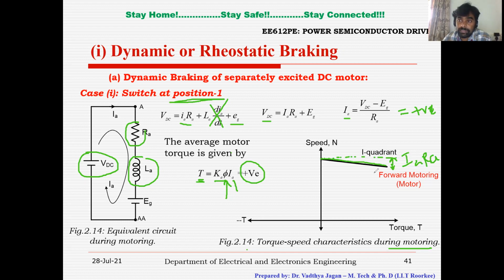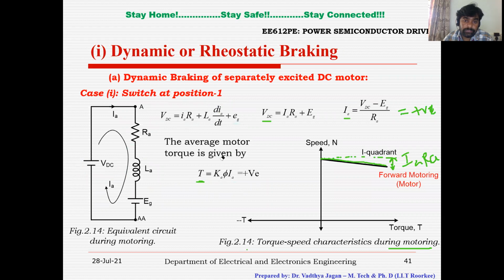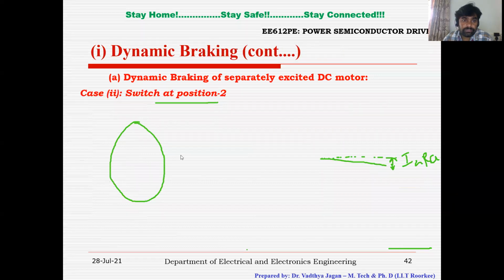Now our motto is to operate the machine in the second quadrant. We are applying braking to the motor, and braking happens when you move the DPST switch to position number 2. During running, when the switch is in position number 1, the motor armature has some kinetic energy in it. That energy is dissipated in the external resistance when I move the switch to position number 2. That is what we are going to see here.